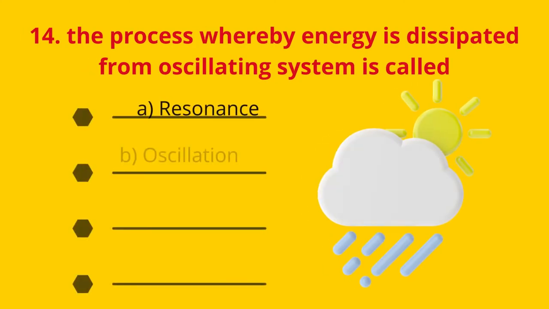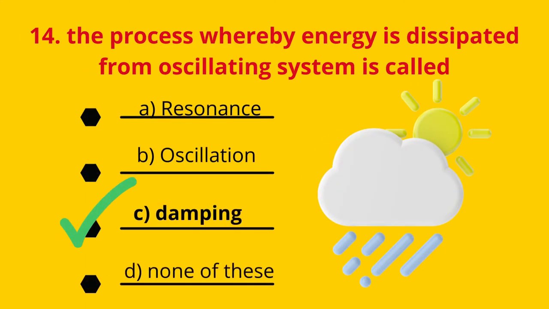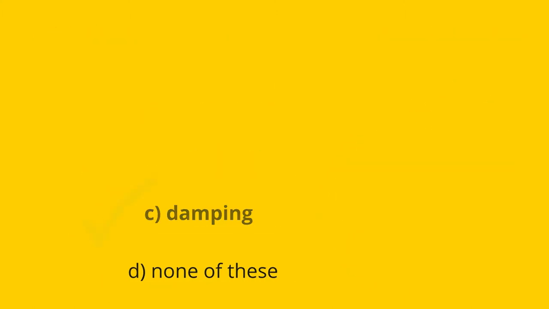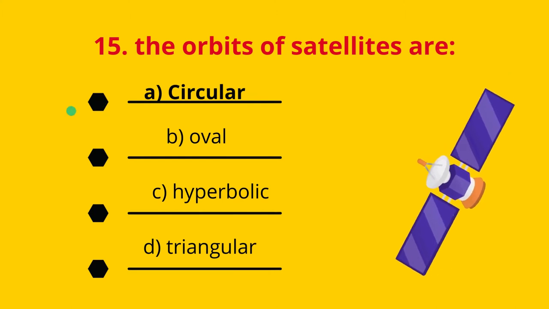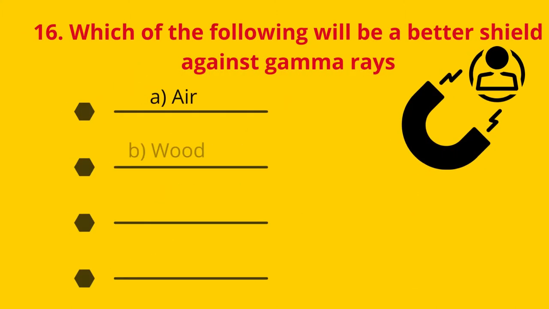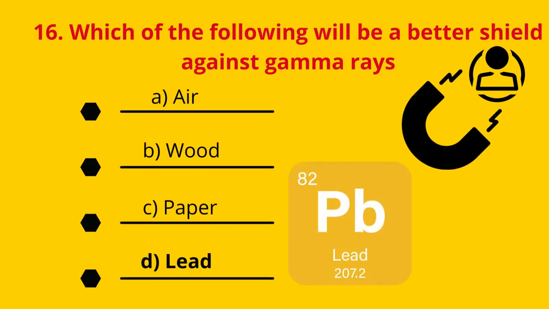The process whereby energy is dissipated from an oscillating system is called damping. The orbits of satellites are circular. Which of the following will be a greater shield against gamma rays? Lead.